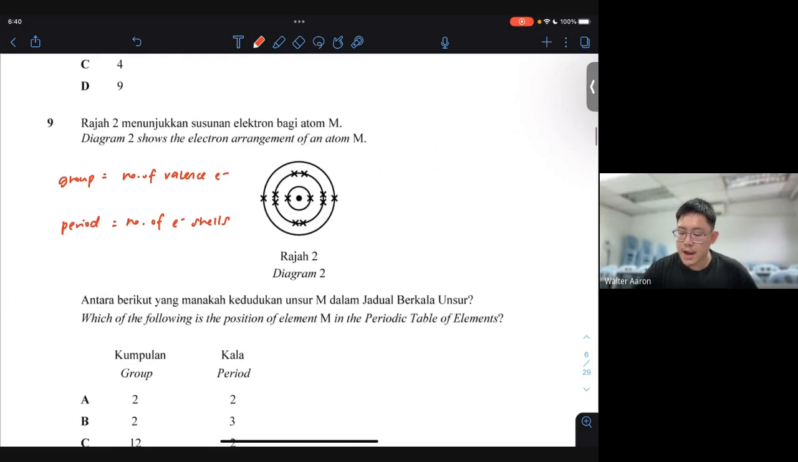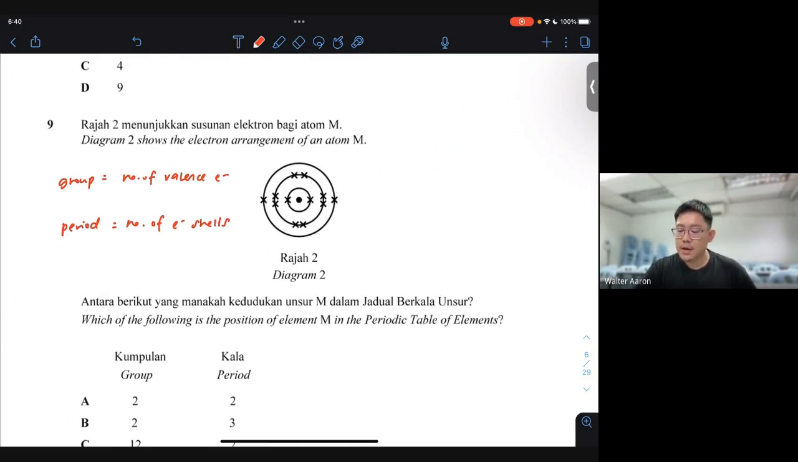So if we look at this atom, you can see that it has 2 valence electrons in total. 2 valence electrons in this case. That means it is actually in group 2.